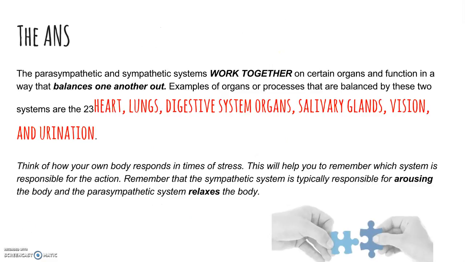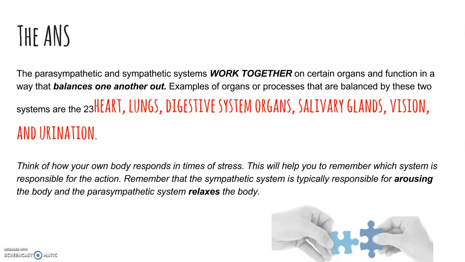The parasympathetic and sympathetic work together on certain organs and functions in a way that balances them out. So examples of organs that are balanced by the two systems would be your heart, your lungs, your digestive system organs, your salivary glands, your vision, and urination. So you've got certain neurons that travel on the sympathetic system to excite and increase your heart rate. And then you also have the parasympathetic nervous system involved in returning that heartbeat back down to a slower rate. So think about how your own body responds during times of stress.